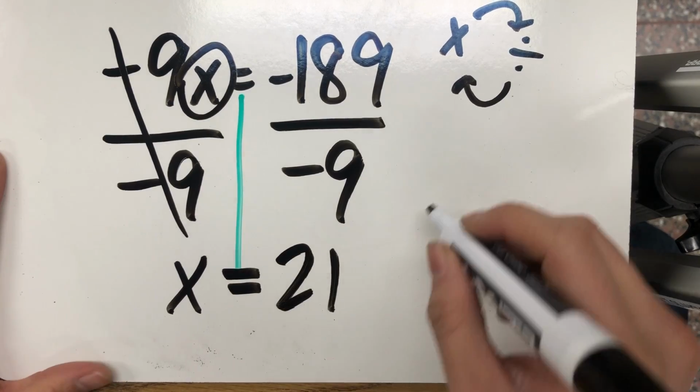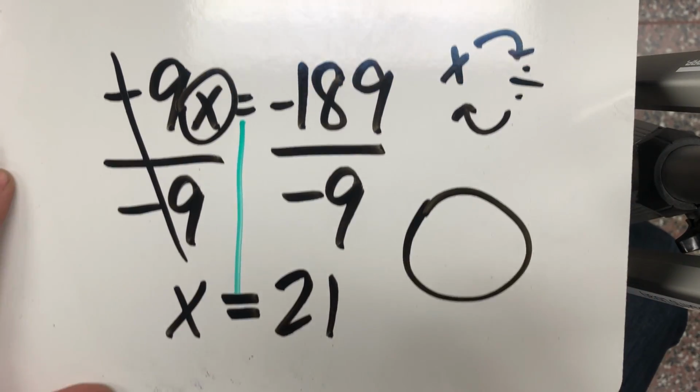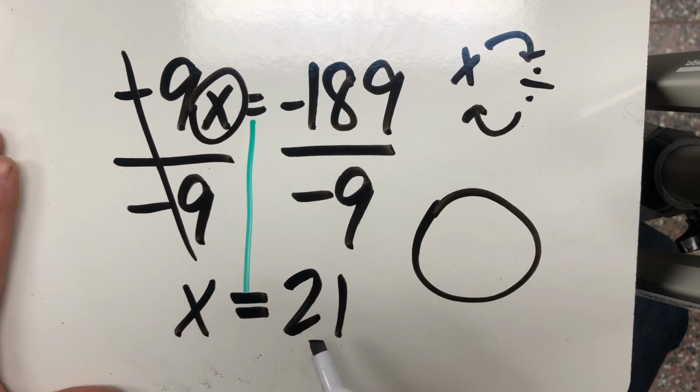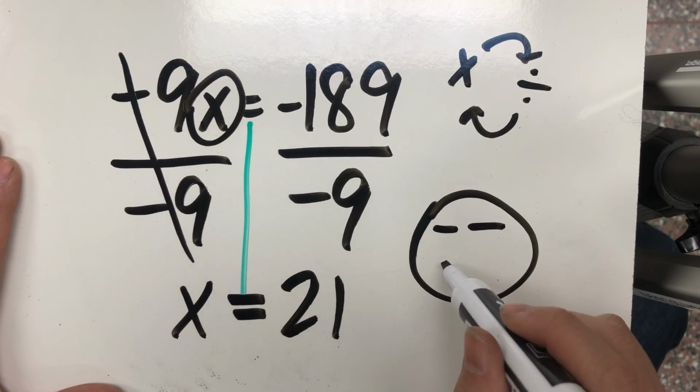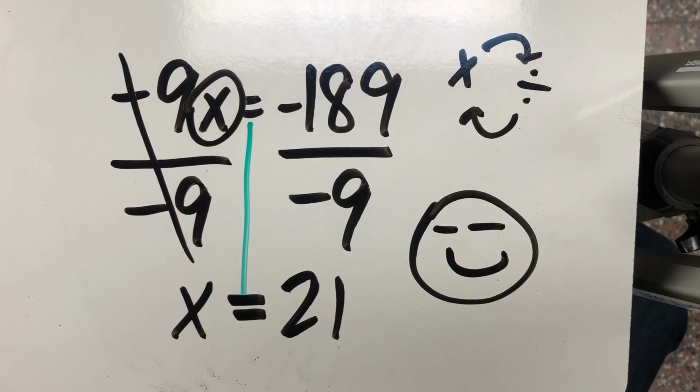Positive 21. Again, you can use the resource to remember whether our answer is going to be positive or negative. We have a negative 189 being divided by a negative 9. Our eyes match. It's going to be a smiling face. It's going to be a positive answer.